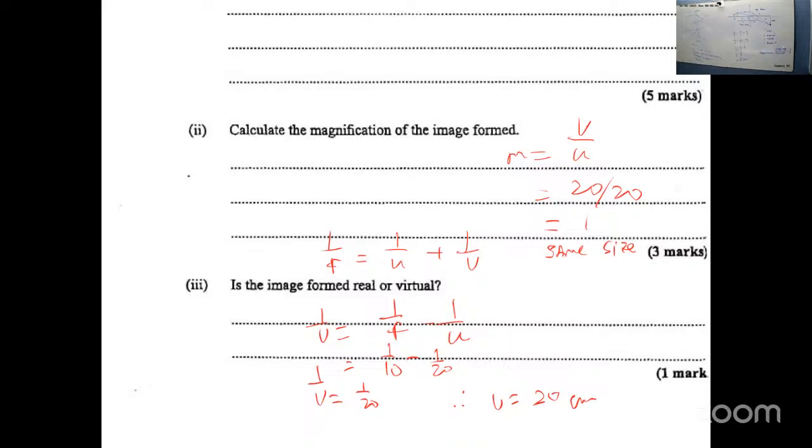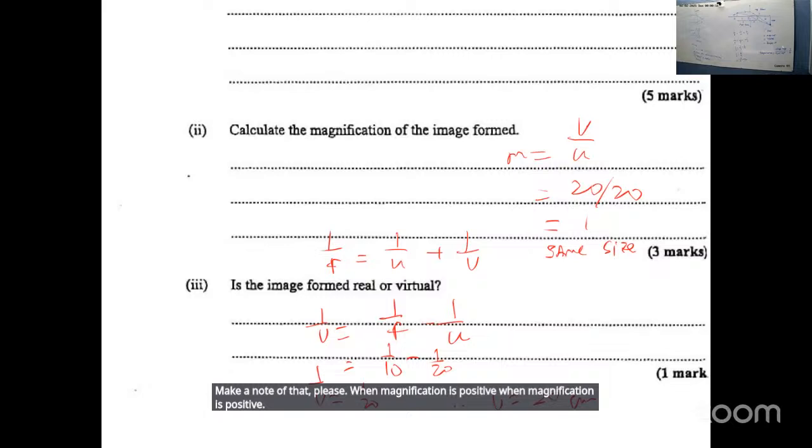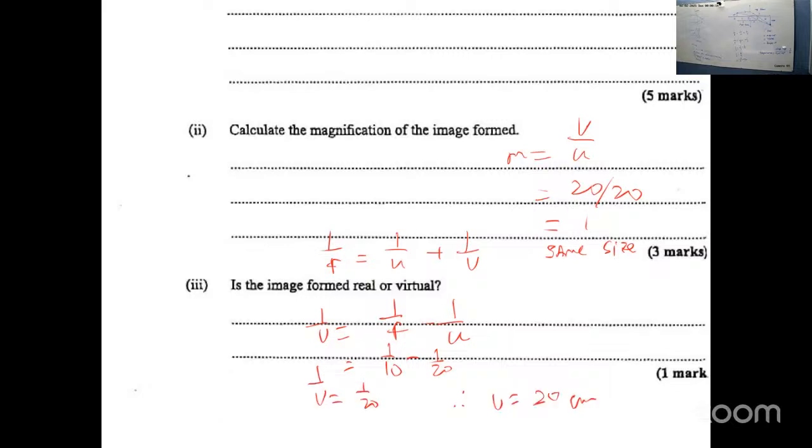Make a note of that, please. When the magnification is positive, the image is real. And when it's negative, the image is virtual. You can also check V: if V is positive, it's real; if V is negative, it's virtual.